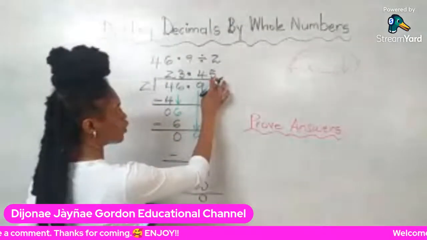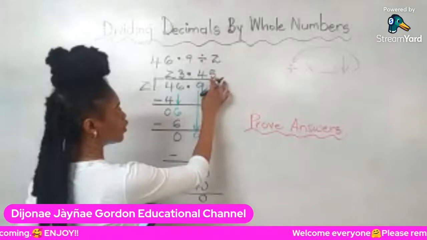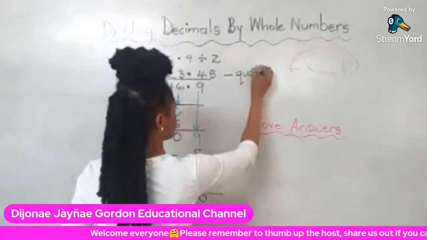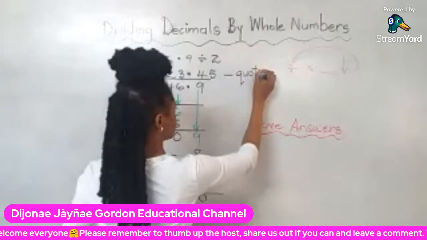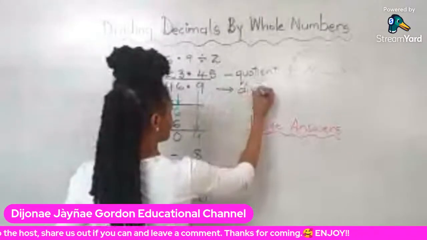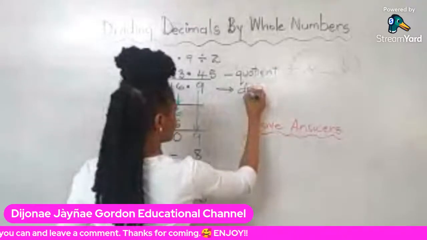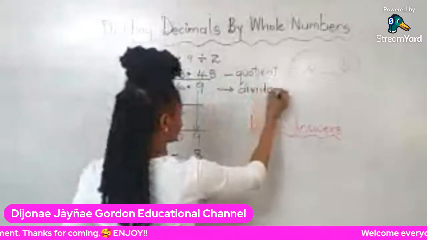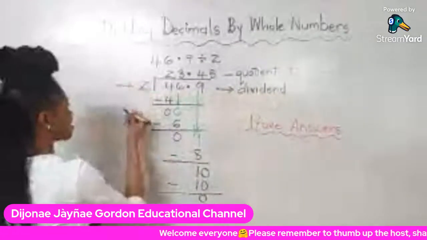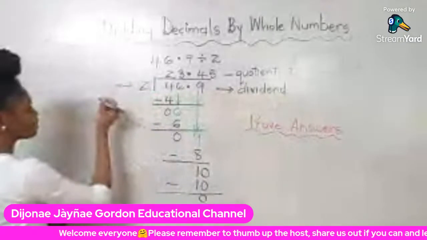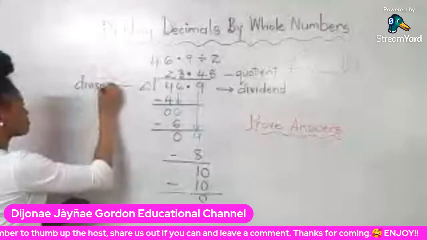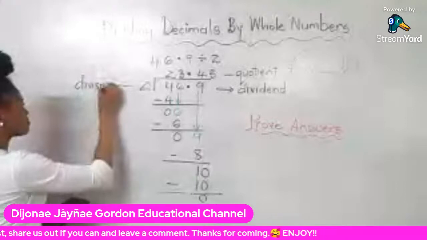We're going to take our quotient. And of course, the quotient right here is, that's your quotient. And of course, right here is your dividend. And of course, this too is known as your divisor. So look carefully.